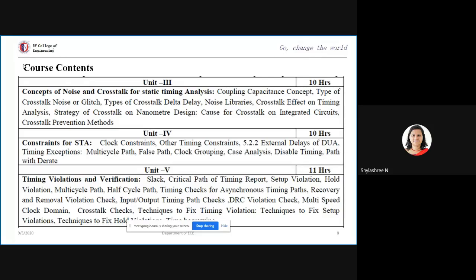All these constraints are written in a single file, and that file we call a script file, written using either the TCL language. What is the TCL language? It is called tool command language. TCL is nothing but tool command language, or Perl, because Intel people are using Perl.